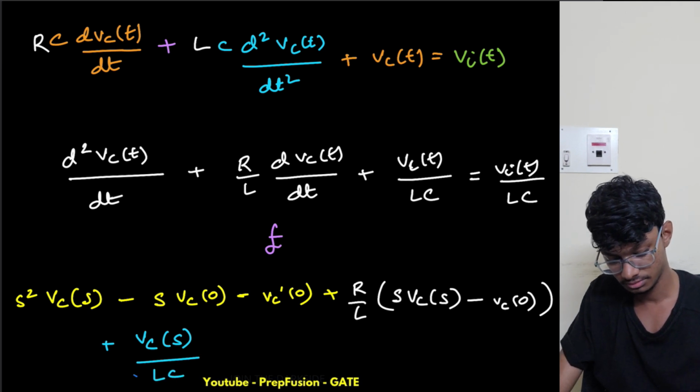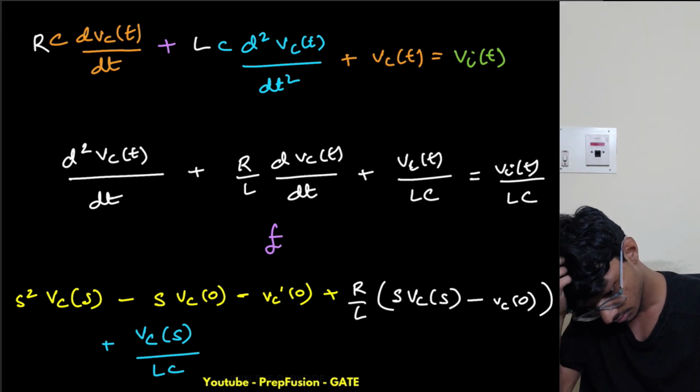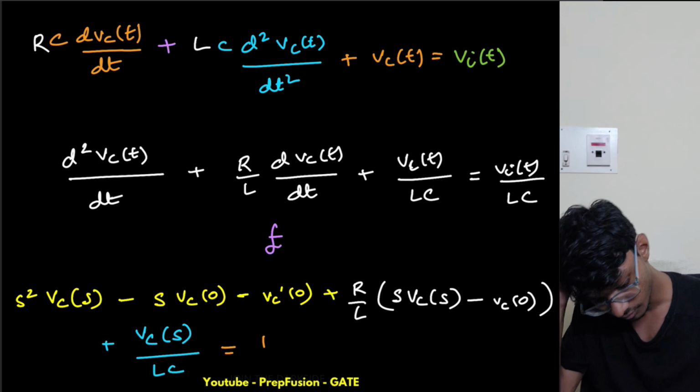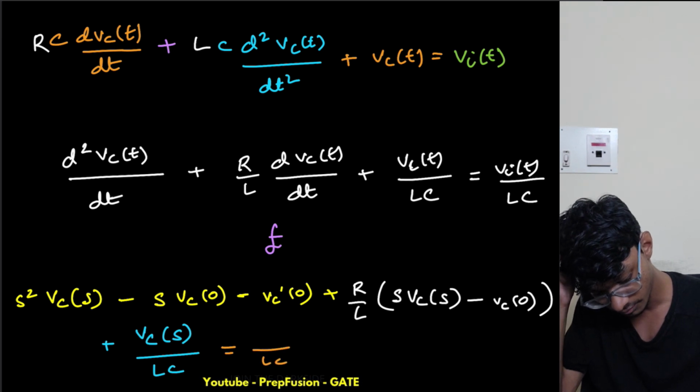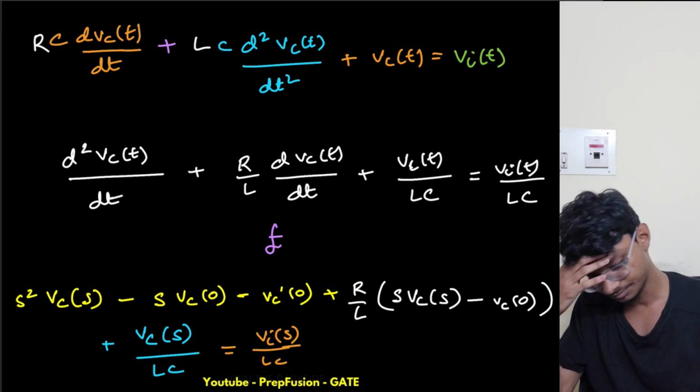Vc of S by LC, right? So which is equal to R by L. Oh sorry, there is also 1 by LC into Vi of S, right? 1 by LC into Vi of S. Okay, so this is also this one.